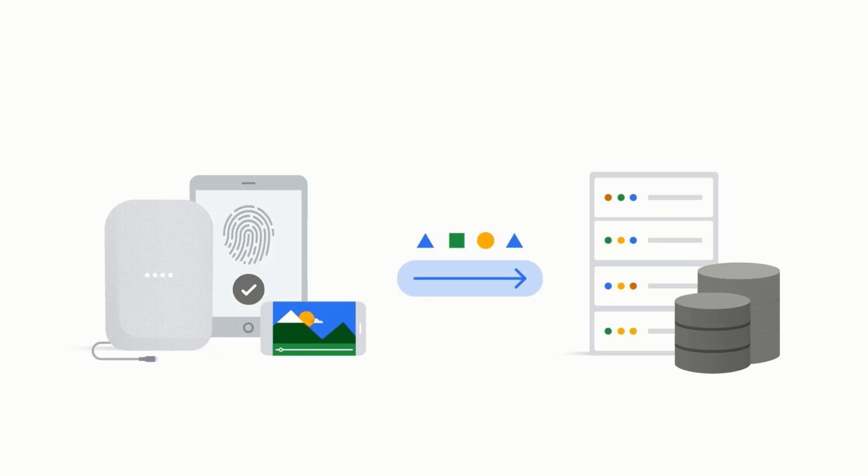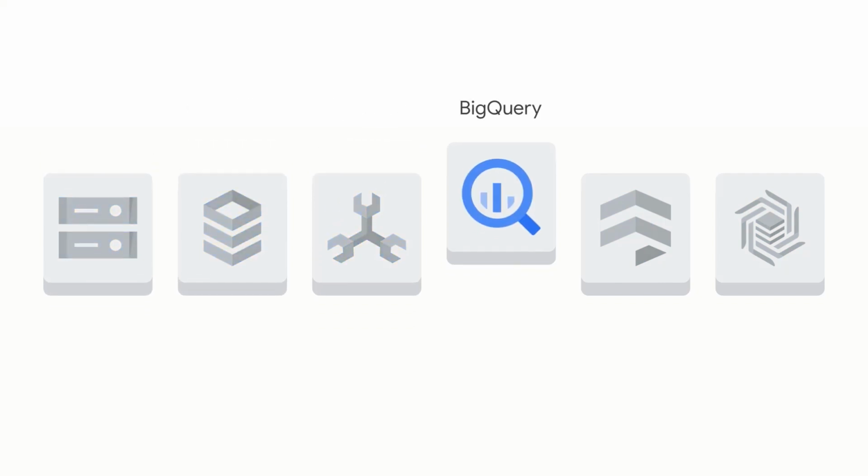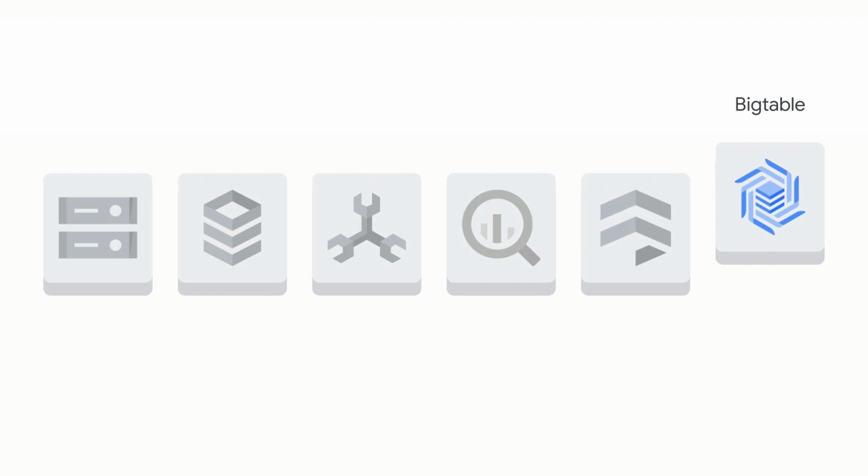Every application needs to store data, like media to be streamed, or even sensor data from devices. And different applications and workloads require different storage solutions. Google Cloud offers several core storage products. This list includes Cloud Storage, Cloud SQL, Spanner, BigQuery, Firestore, and Bigtable. Depending on your use case, you might use one or several of these services to do the job.